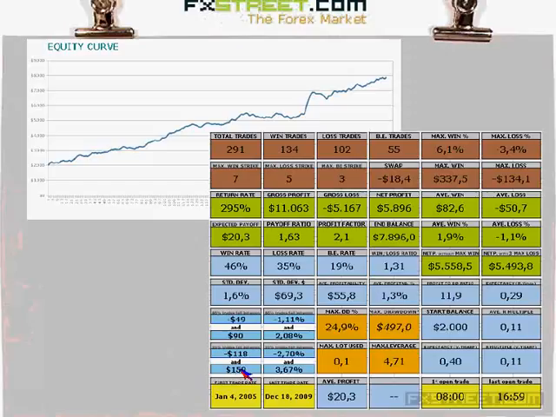Okay, so there is something very curious here in these strategies, that there are a lot of break-even trades. Okay, as you can see, 55% of trades were break-even.